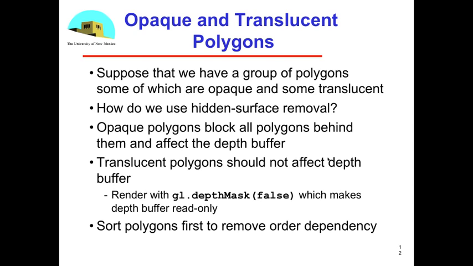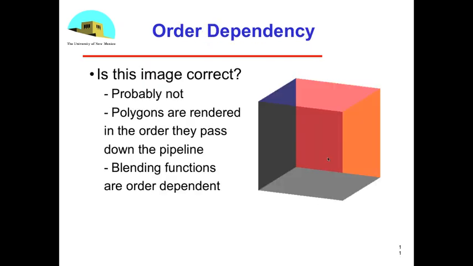So if the translucent polygon comes along and it's behind something, it will be recognized as being behind an opaque polygon and not rendered. If it's in front of an opaque polygon, then it will not replace the value that's already in the depth buffer, but it will contribute its color in a blended kind of way. Now, the other problem is that the order does matter.